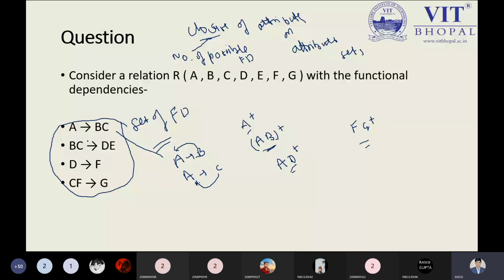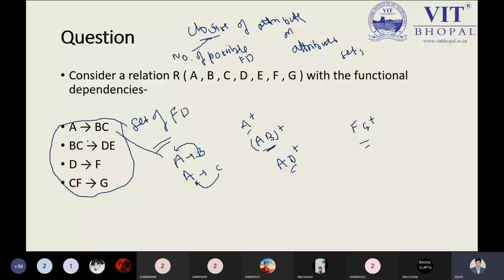Now, the next question we have over here. Consider the relation R(A, B, C, D, E, F, G) with the functional dependencies 1, 2, 3, 4 we have. In this case, what we have to calculate is a big question. We have to keep it in mind properly.